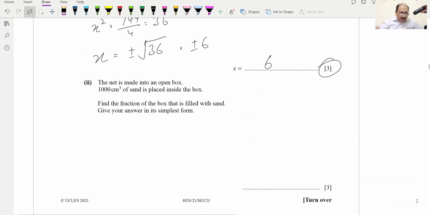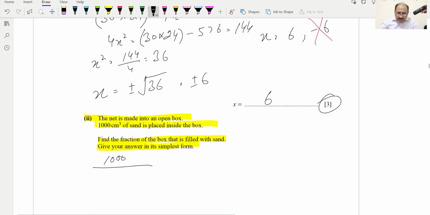Now the second part: the net is made into an open box. 1000 centimeter cube of sand is placed inside the box. Find the fraction of the box that is filled with sand and give your answer in its simplest form. So 1000 centimeter cube is placed inside the box, and the volume of the box is what?